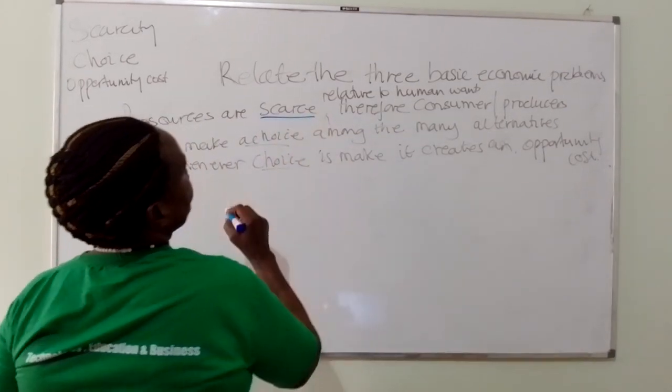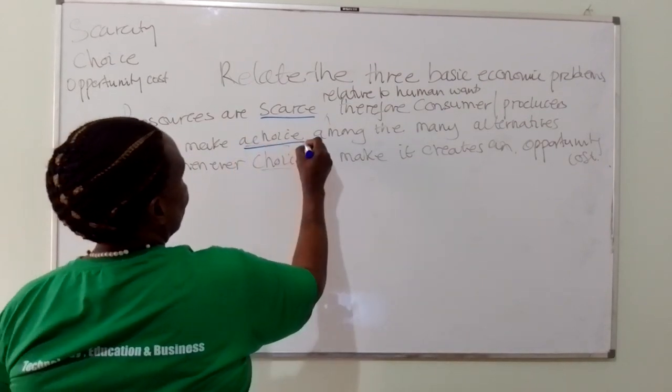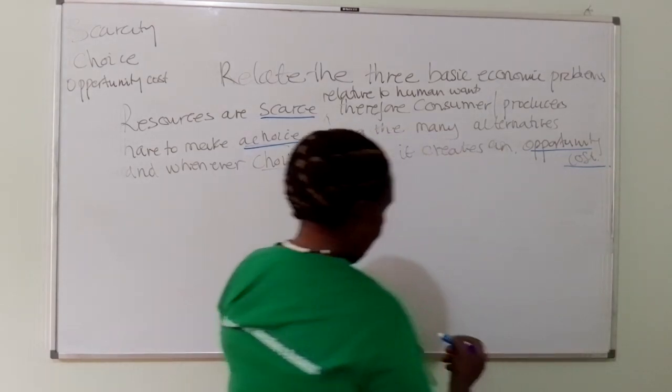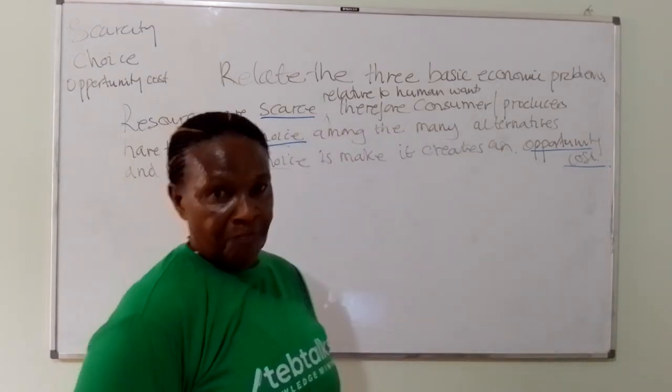Resources are scarce, because they are scarce, you have to make a choice, and whenever you make a choice, you create an opportunity cost. So that's how you can bring them together.